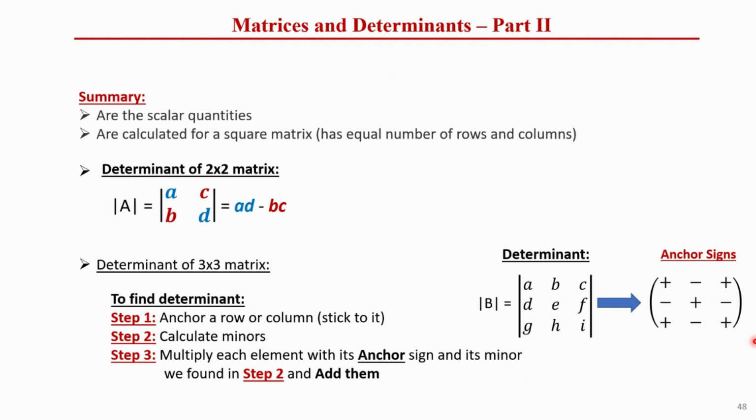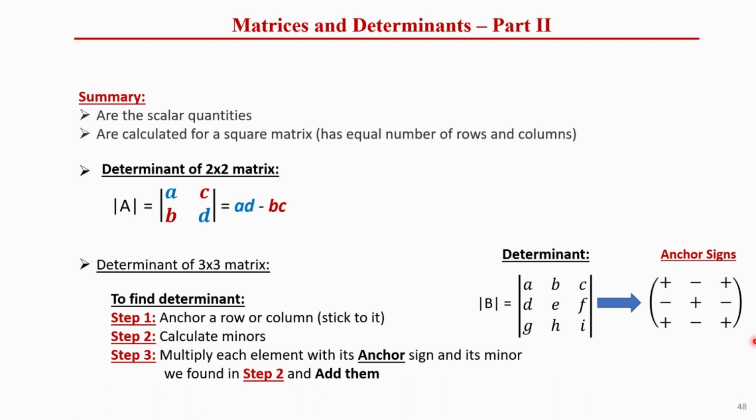So to summarize, what we did today, we talked about determinants. These are scalar quantities, and they are calculated for a square matrix, which has equal number of rows and columns. And to find the determinant of a 2 by 2 matrix is easy peasy. We can cross multiply the elements starting from top left and then subtract the products. And we also learned how to calculate the minors, right, for a 3 by 3 matrix. Well, we can do that for a 2 by 2 matrix and even for a 4 by 4 matrix.